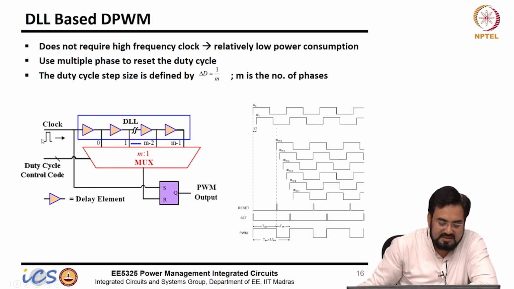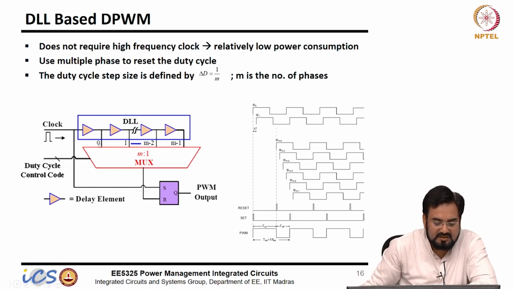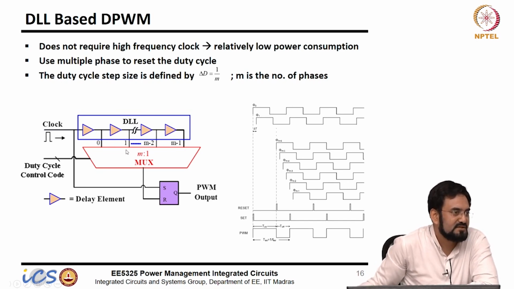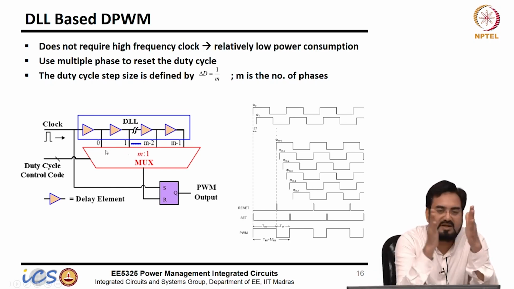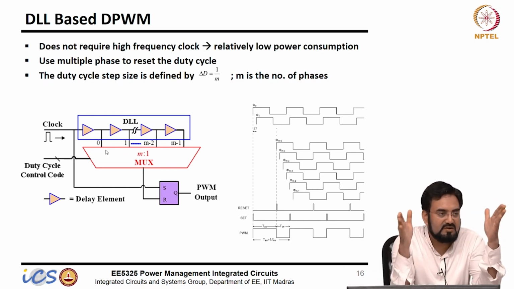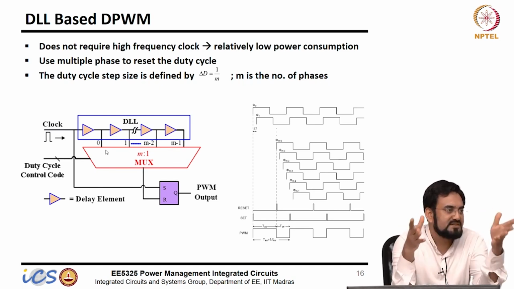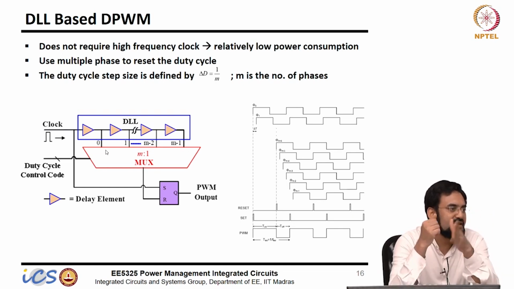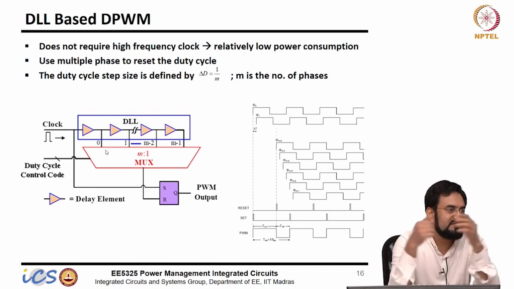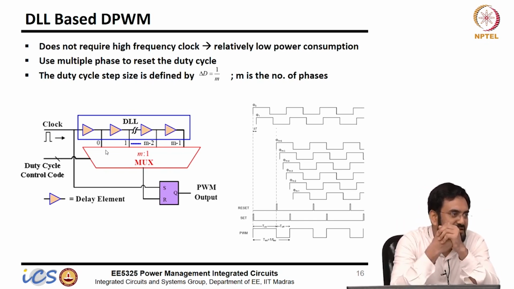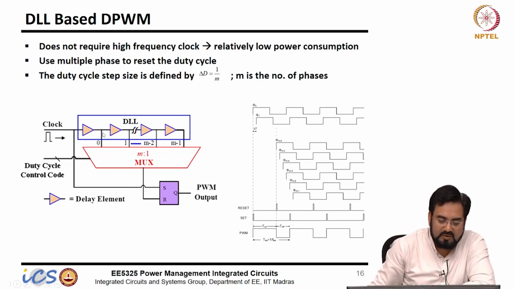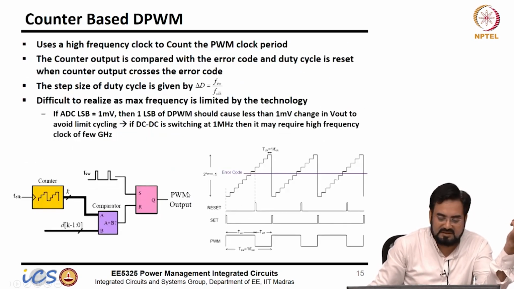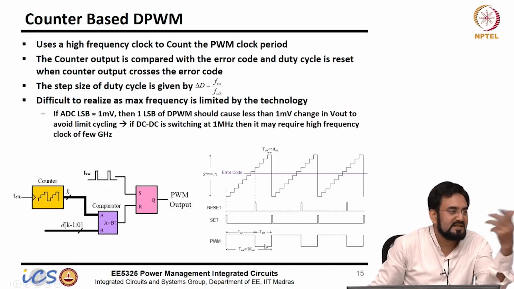So in the DLL based, you can still feed the same 1 megahertz clock and have, let's say, 10 bit resolution, you can have 1000 taps. So you can think about, you have a 1 megahertz clock, 1 microsecond delay, which is 1000 nano, okay, and you have 1000 delay cells, each giving 1 nanosecond delay. So you have 1000 phases spaced by 1 nanosecond, and depending on the code, at which phase you want to reset the DPWM, you will get a similar behavior here, exactly the same behavior.